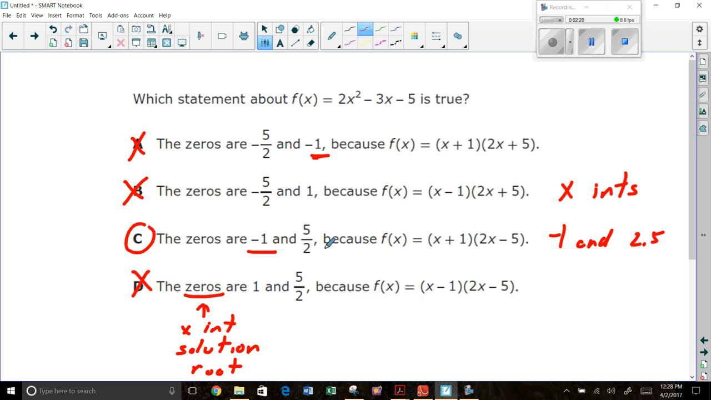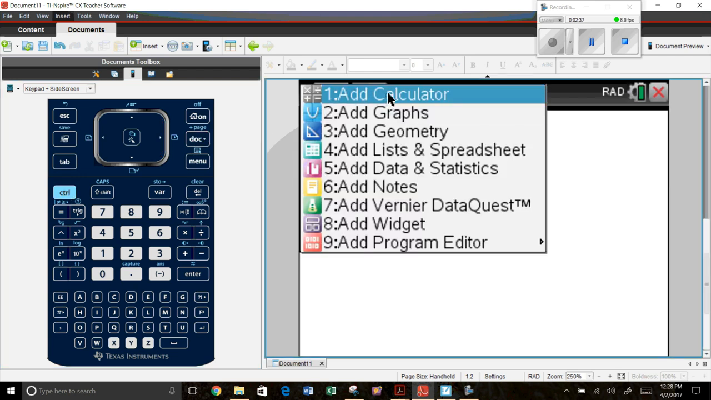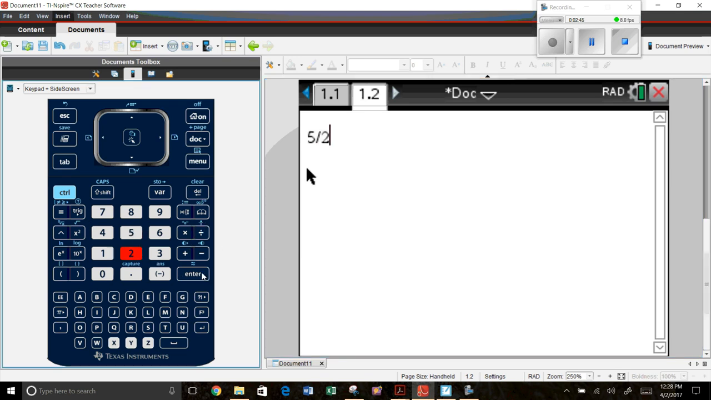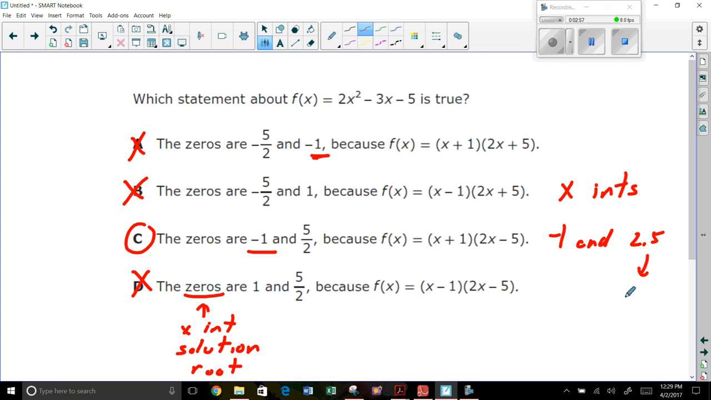Now, over here where we had 5/2, let's go to our calculator and verify it. Let's do Control Doc. We want a regular calculator, and we're just going to verify 5/2. 5 divided by 2. If I press Enter, it gives me a fraction. To turn the fraction into a decimal, I click Control Enter. So 5/2 is the same thing as 2.5. So here, my 5/2 was the same thing as 2.5. The correct answer is letter C.